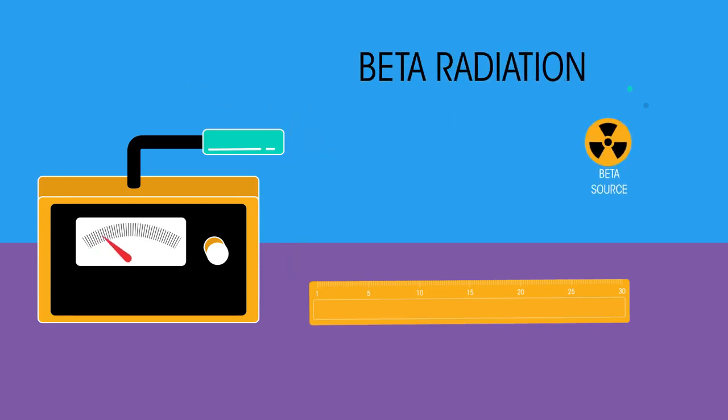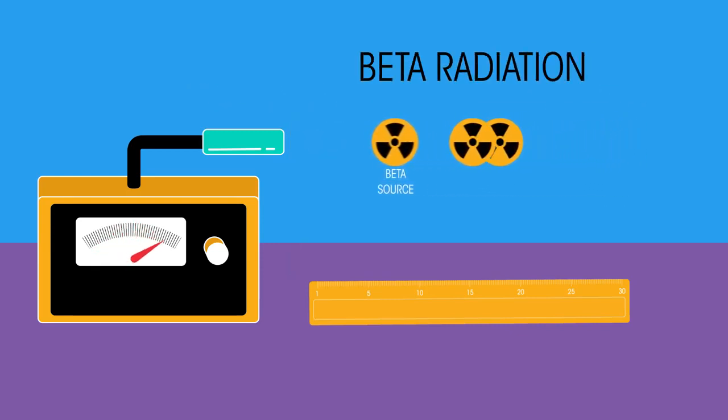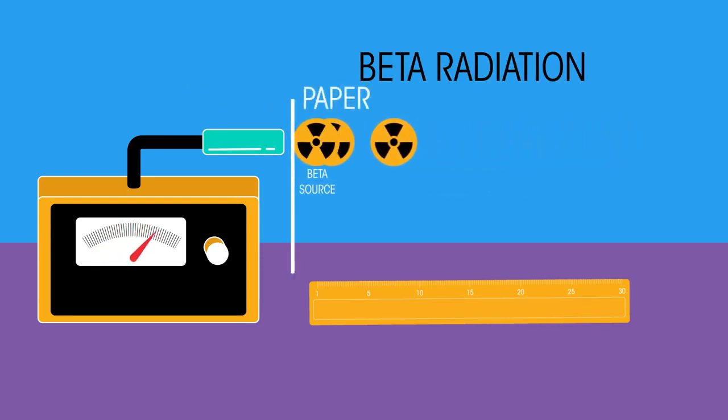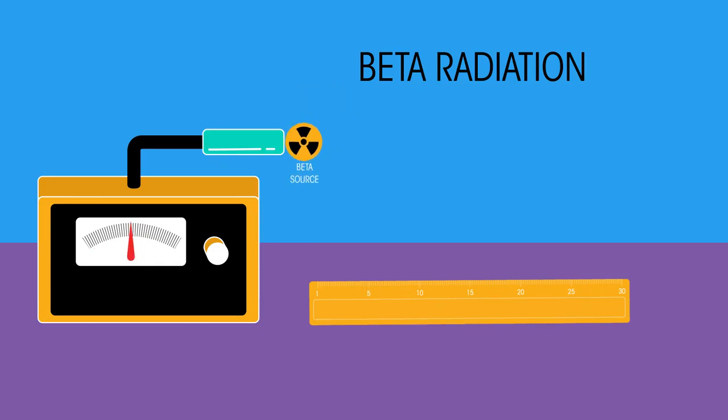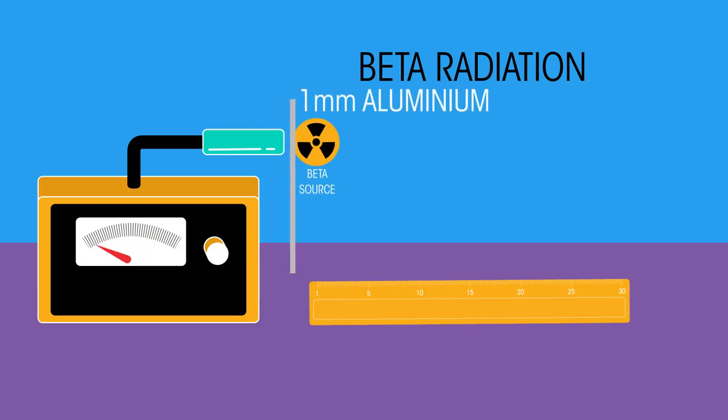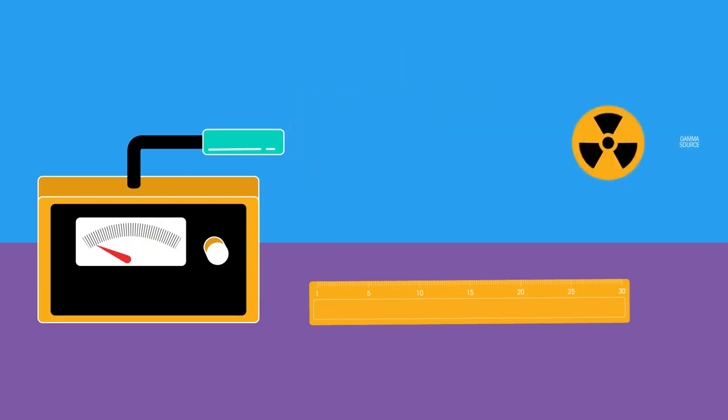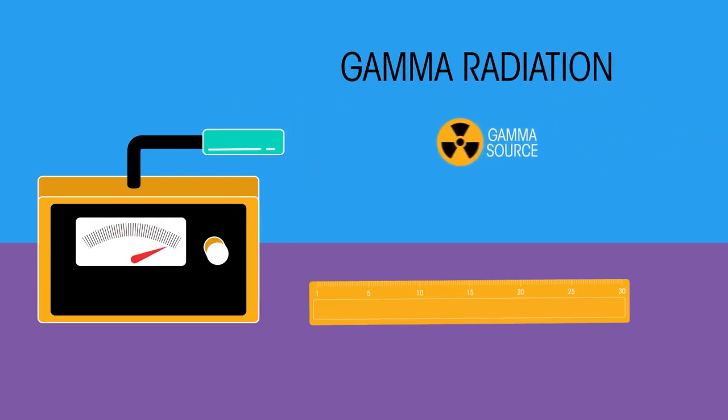Now for beta radiation. The addition of paper stops some of the beta particles being detected, and the addition of the 1mm aluminium sheet stops all of the beta particles. We can see that beta particles have a good penetration in air and thin paper, but can be stopped by thin metal. And finally, gamma radiation.